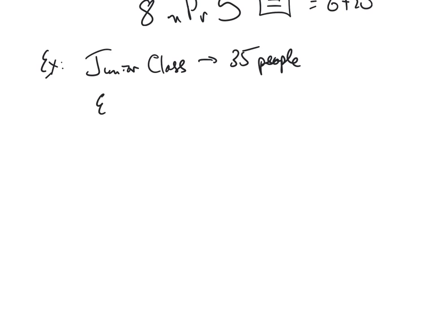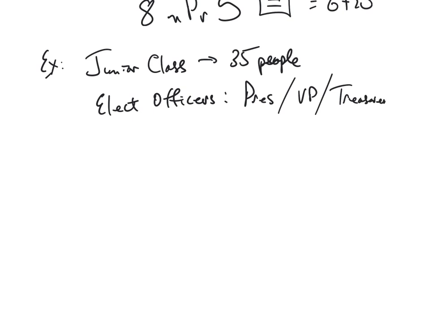And in the spring, we normally elect officers for every grade. I'm just winging this, but I think we usually elect a president, a vice president, a treasurer, and a secretary to keep track of all the minutes. Well, my question to you guys would be, from your 35 people in your junior class, how many ways can we select a president, vice president, treasurer, and secretary? And the answer is, that's going to be a permutation of 35 total people selected 4 at a time.